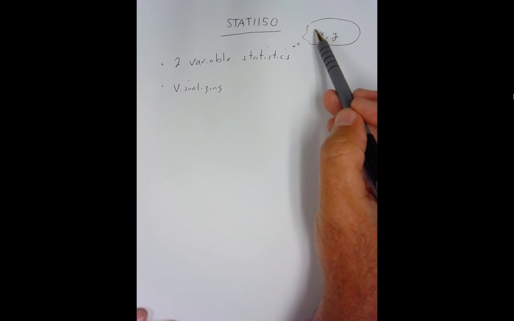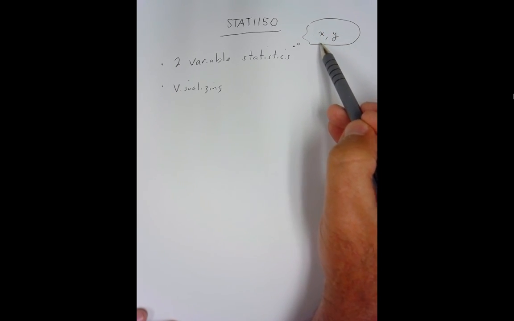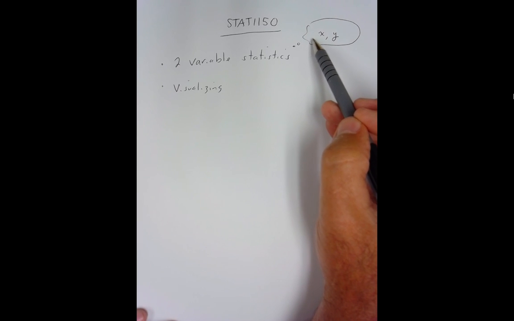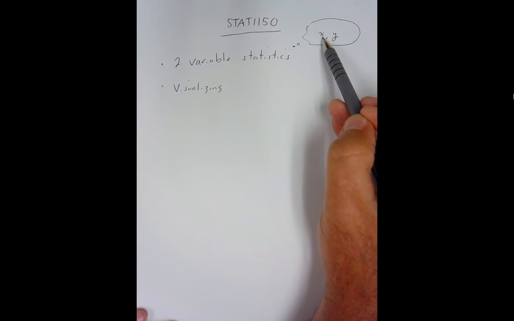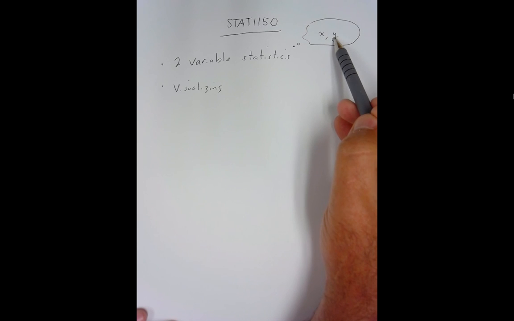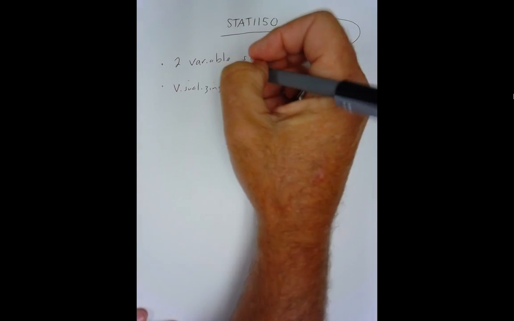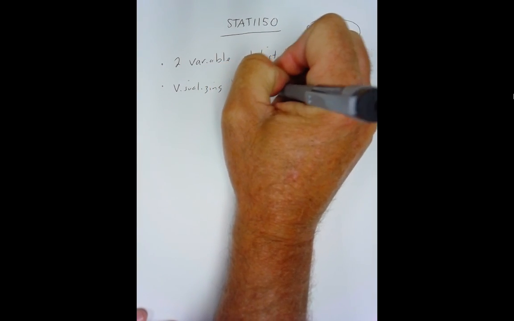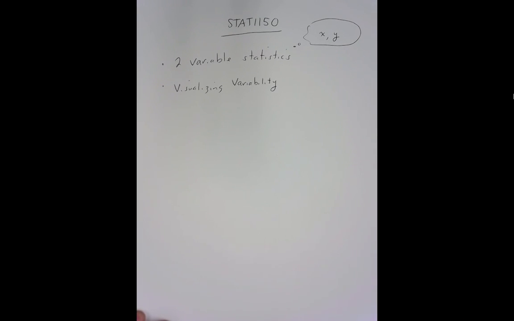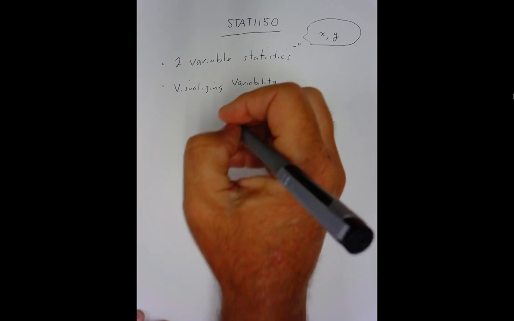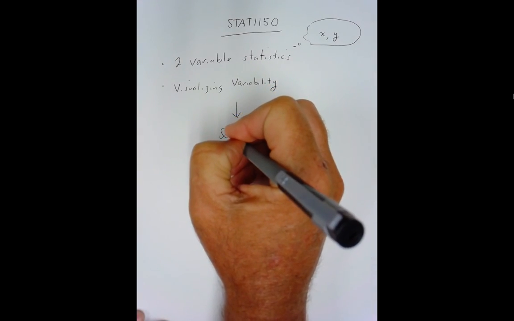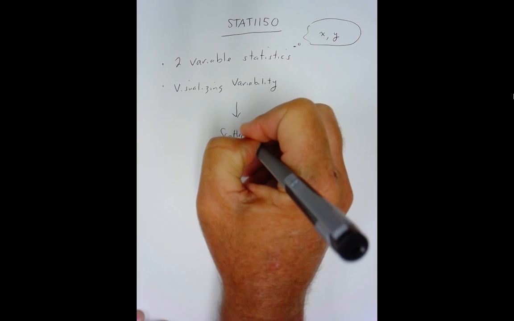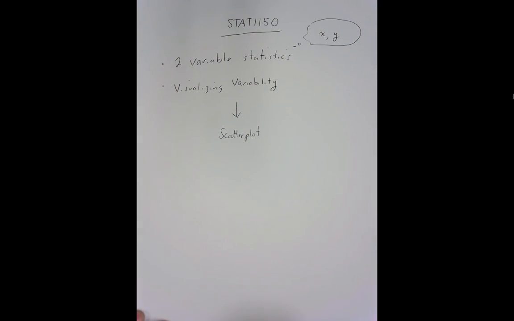But then we want to change our focus to look at the relationship between X and Y. For example, as X increases, what does the Y typically do? So we want to do that. And the very first thing that we would want to perform in that evaluation is to visualize the variability. Well, guys, we're going to visualize the variability with something called a scatter plot.